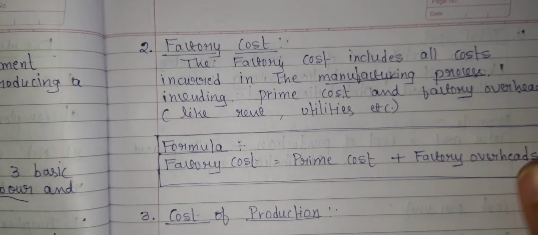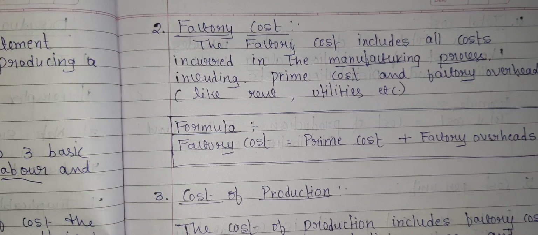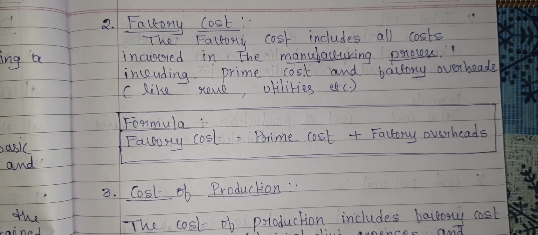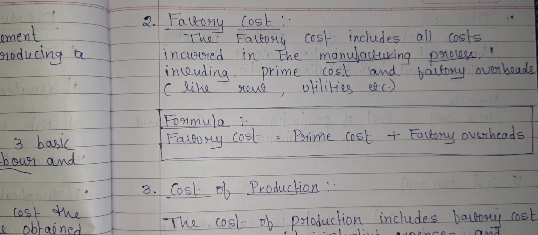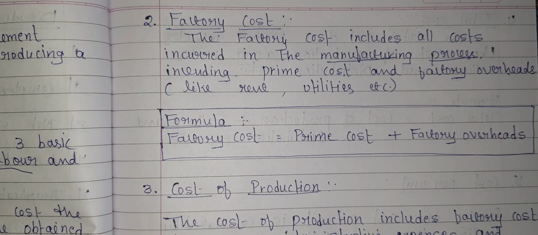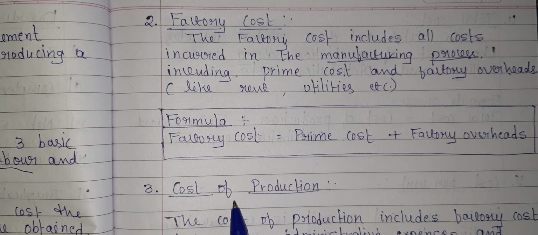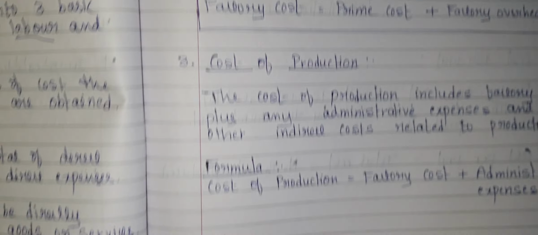And factory cost, it means what? Factory overheads means all the cost incurred in the manufacturing process. Clear? Now we will see the third element of cost sheet, that is cost of production.